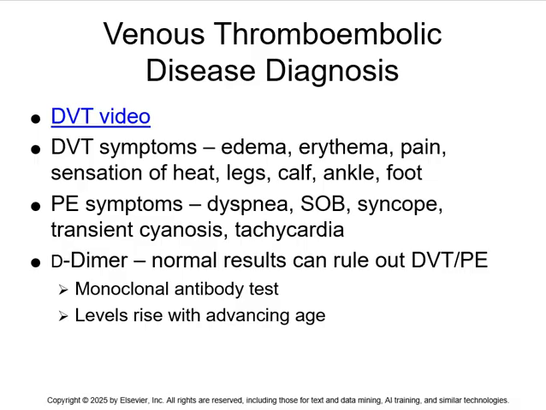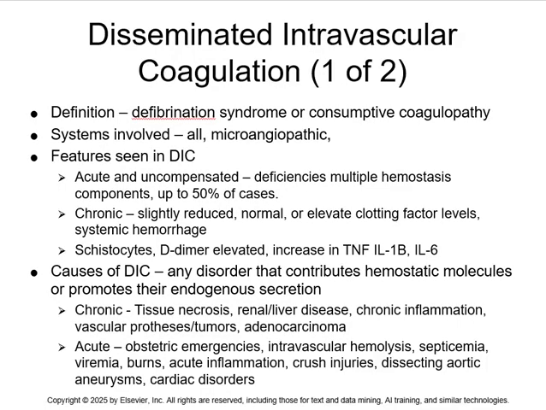So what we do a lot of times is we look for the D-dimer, because a D-dimer will tell us if they're breaking down clots. It can be a monoclonal antibody test. We'll actually be doing that in labs, so you can see that also. Very good test to do. Which brings us to DIC.